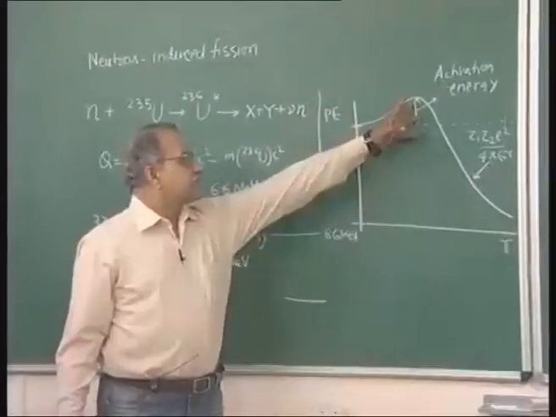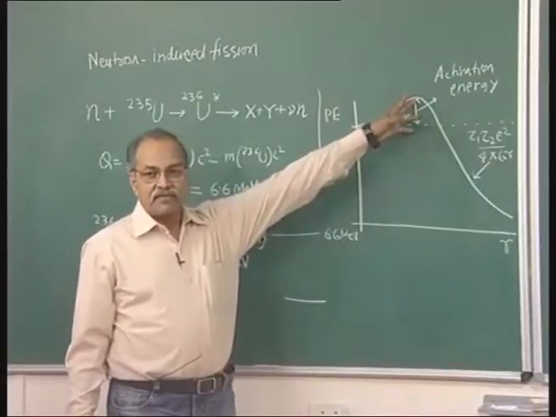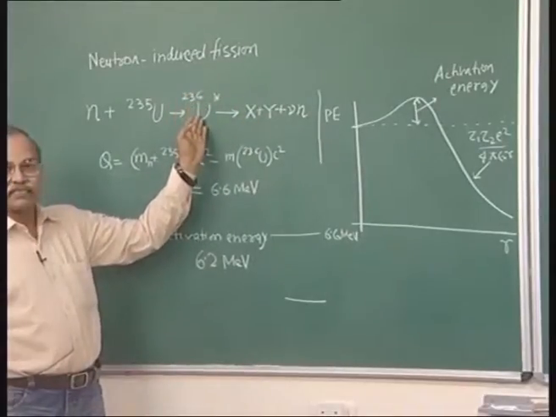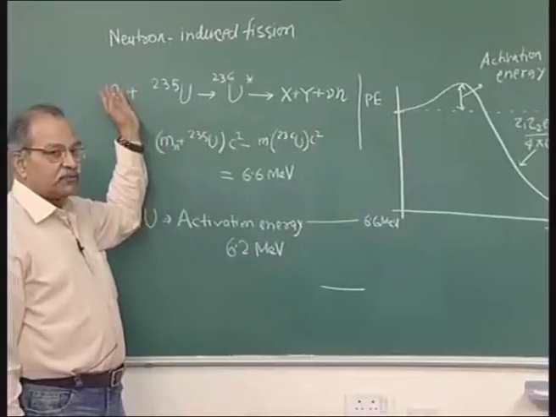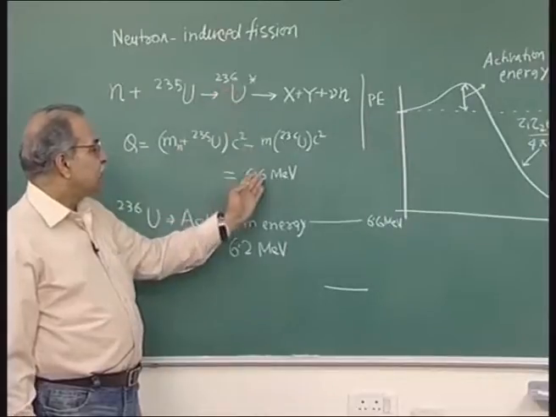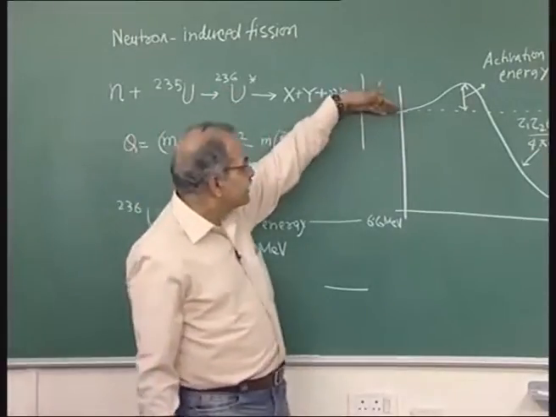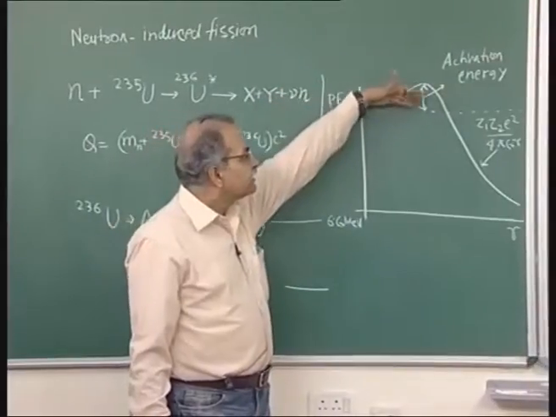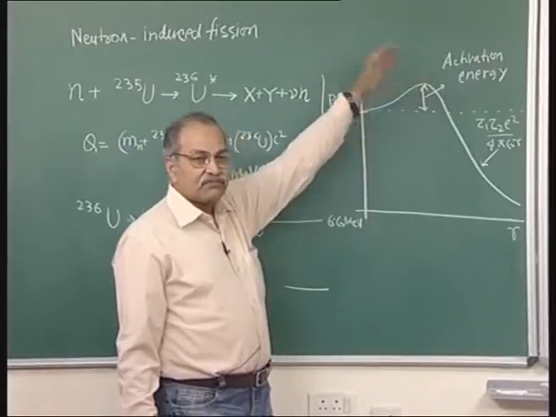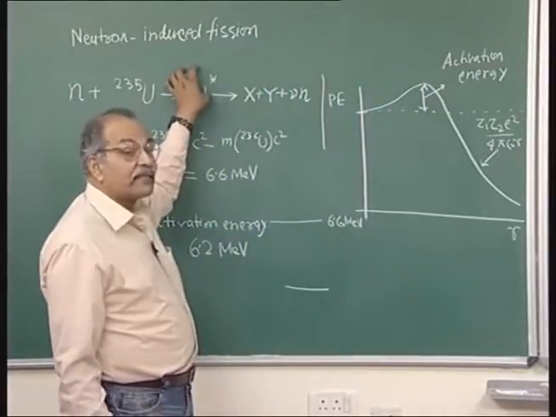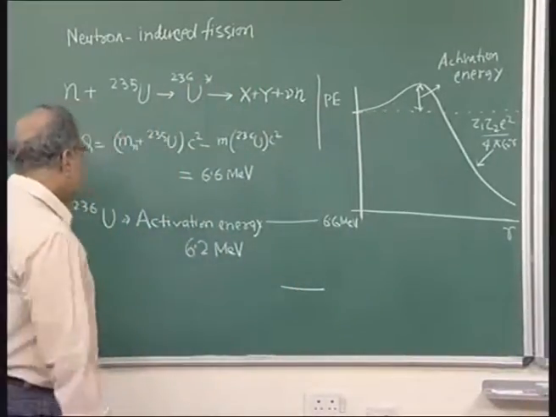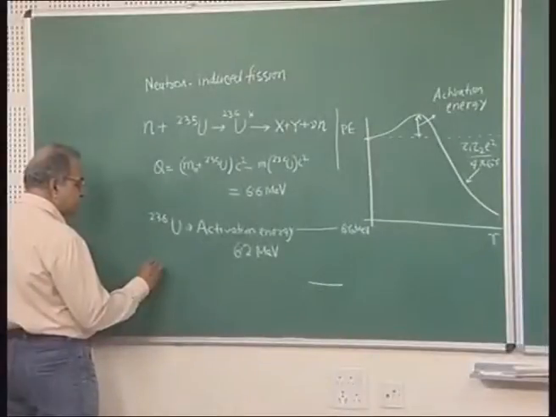So, this activation energy is 6.2 MeV, and the nucleus created in this reaction, this uranium 236 created by absorption of a neutron in uranium 235, is created at 6.6 MeV. So, it is created at a higher energy than the highest point of this potential energy function, and therefore for this nucleus there is no barrier for fission, and so it can readily fission. Such materials are called fissile materials.